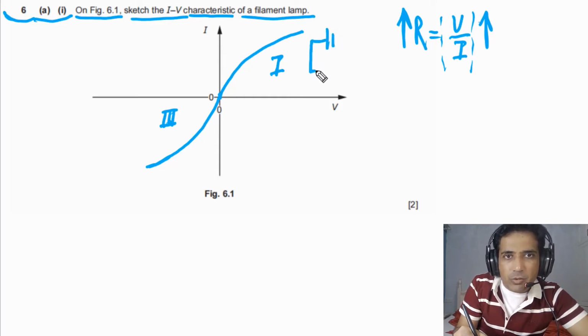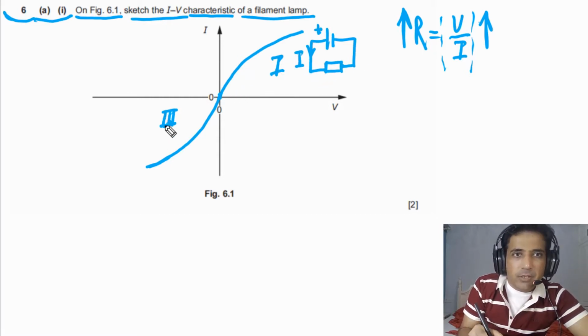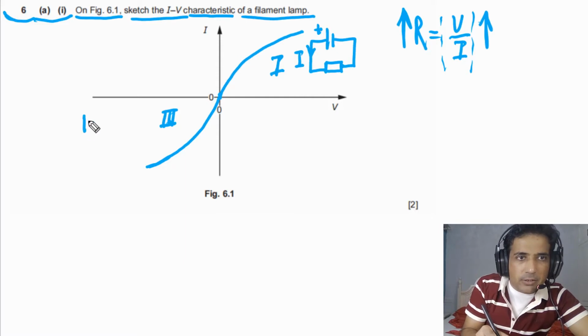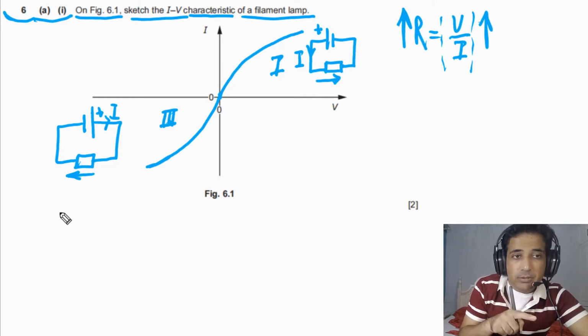Let's say this is our power supply and here we have one resistor. In this case, this side of the battery is positive, so current will flow this way. So on this curve, current is positive. This way we are taking current as positive. Now the polarity is reversed. Now this side is positive, so conventional current will flow in the opposite direction. We have taken to the right as positive, and in this case current will flow to the left, and we have taken this as negative. So that's the reason this curve is in the third quadrant.